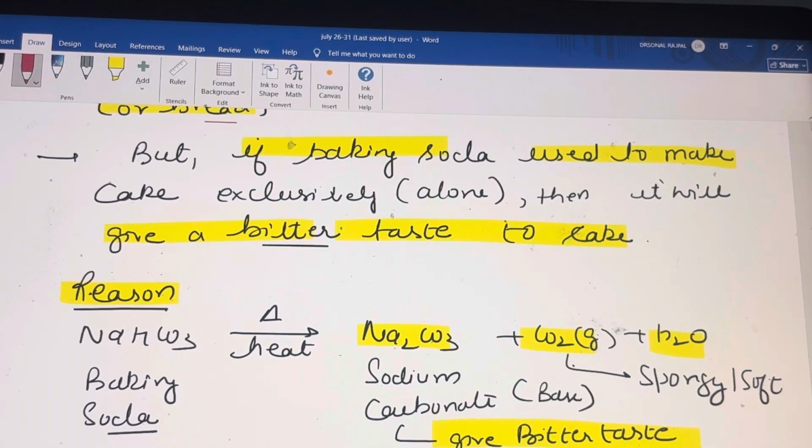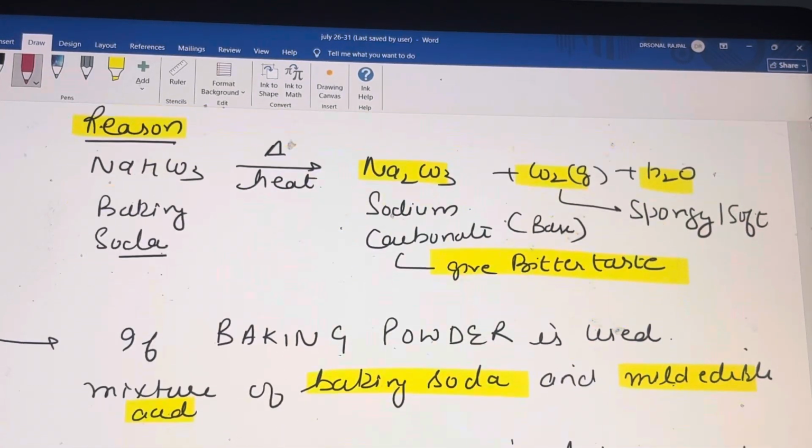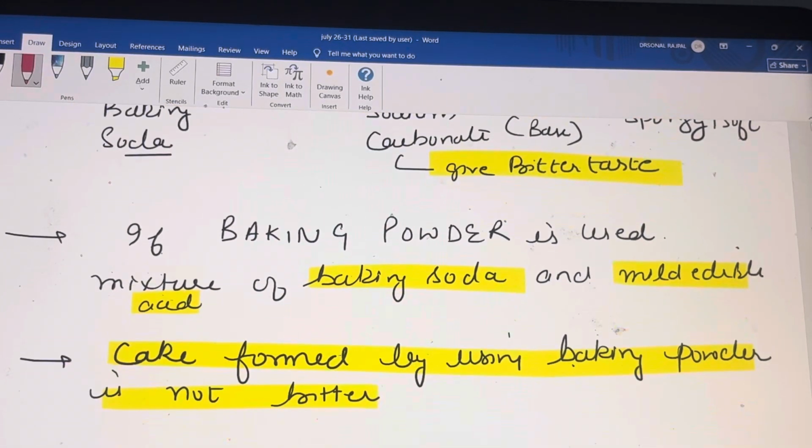And do you know why it is so? The reason is, when we heat baking soda, as I already explained, it produces sodium carbonate, which is a base, and which gives a bitter taste to the cake. Carbon dioxide gas makes the cake spongy and soft. So texture wise it is good, but taste wise it is not good if we are using baking soda exclusively.